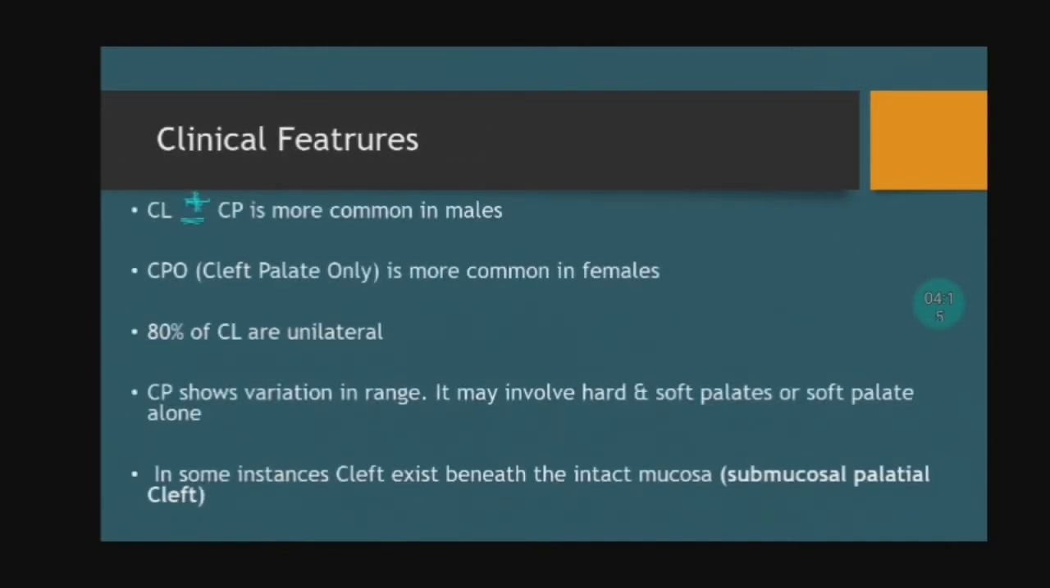Clinical features. Cleft lip, with or without cleft palate, is more common in males. Cleft palate only, or CPO, is more common in females. 80% of cleft lips are unilateral. Cleft palate shows variation in range. It may involve hard and soft palates or soft palate alone. In some instances, the cleft exists beneath the intact mucosa, a submucosal palatal cleft.